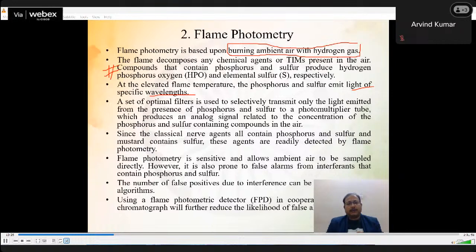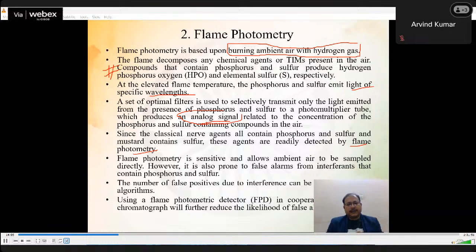A set of optical filters is used to selectively transmit only the light emitted from the phosphorus and sulfur to a photomultiplier tube, which produces an analog signal related to the concentration of the phosphorus and sulfur containing compounds in the air. So this signal basically says this amount of concentration of phosphorus and sulfur is available in that particular sample. Since the classical nerve agents all contain phosphorus and sulfur, and mustard contains sulfur, these agents are readily detected by flame photometry. So with this, we can easily understand what type of material is there, because phosphorus and sulfur are quite abundant in agents.